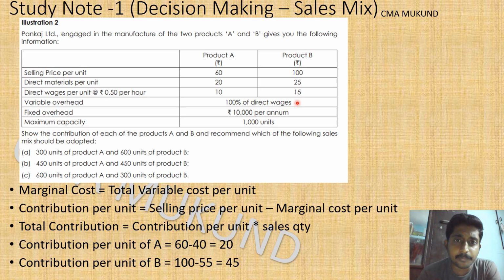Whatever item is consumed, like electricity, other than the material and wages which we have accounted for earlier, anything other than that which can be accounted to the per unit level, you can classify all those things as variable overhead. And there will be some other expenditure which you cannot classify as variable overhead.